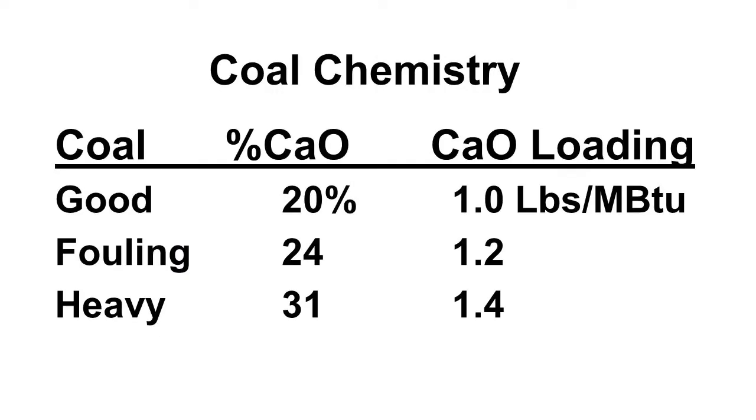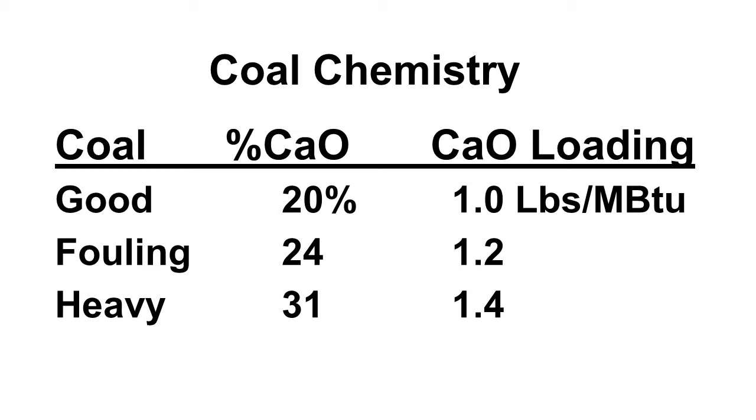When I looked at the coal analysis from Cornfield Power, they provided me with three basic coal qualities: a relatively good coal, one coal that caused some fouling, and the coal that caused the heavy fouling associated with our deposit. We can see that the calcium levels in the percent of ash go from 20 up to 24 with the fouling coal, and over 30%, 31% for the heavy fouling coal. Now that's the percent calcium in the ash, and it can be diluted with aluminum silicates like rocks.